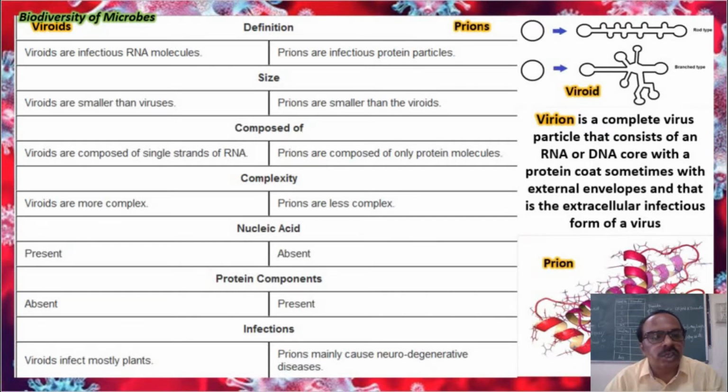Viroids are infectious. They are smaller than viruses. They are composed of single-strand RNA. Whereas a prion is a protein molecule. Generally prions are infectious. They are corrupted proteins.